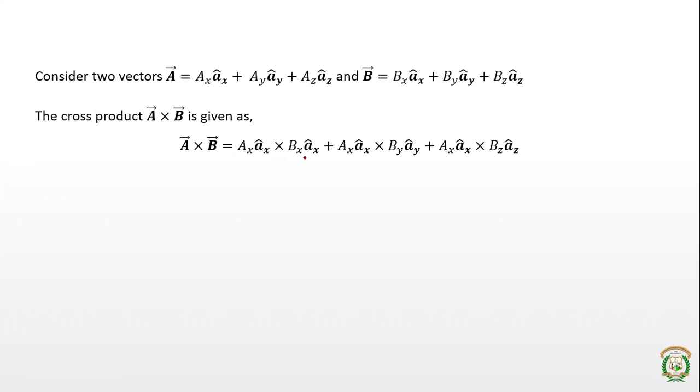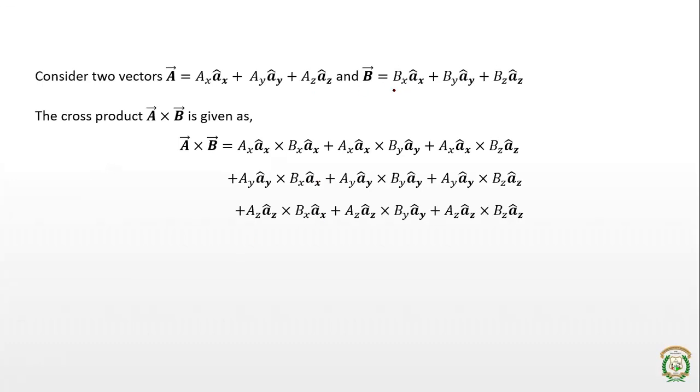So Ax ax cross Bx ax, performing the cross operation. Similarly, you take the second term of a and multiply it with each term of b. So you will get this particular thing. Then you take the third term of a and multiply it with each term of b. The third term is Az az, multiply with Bx ax, take the same thing and multiply with By ay, and take that and multiply with Bz az.